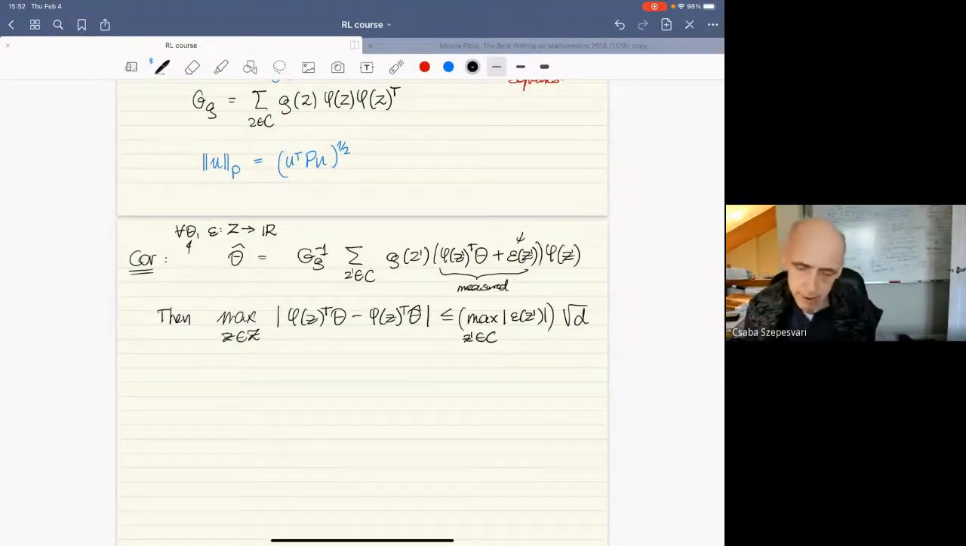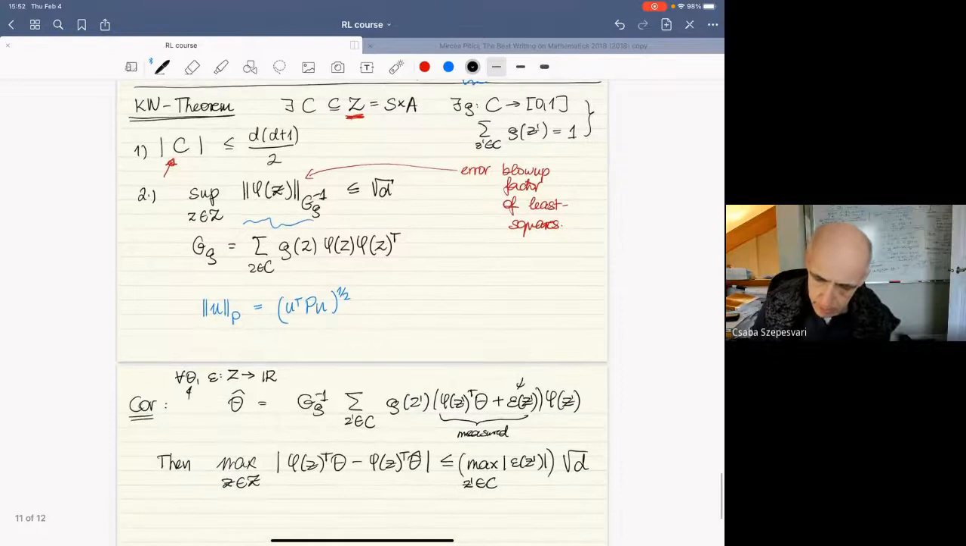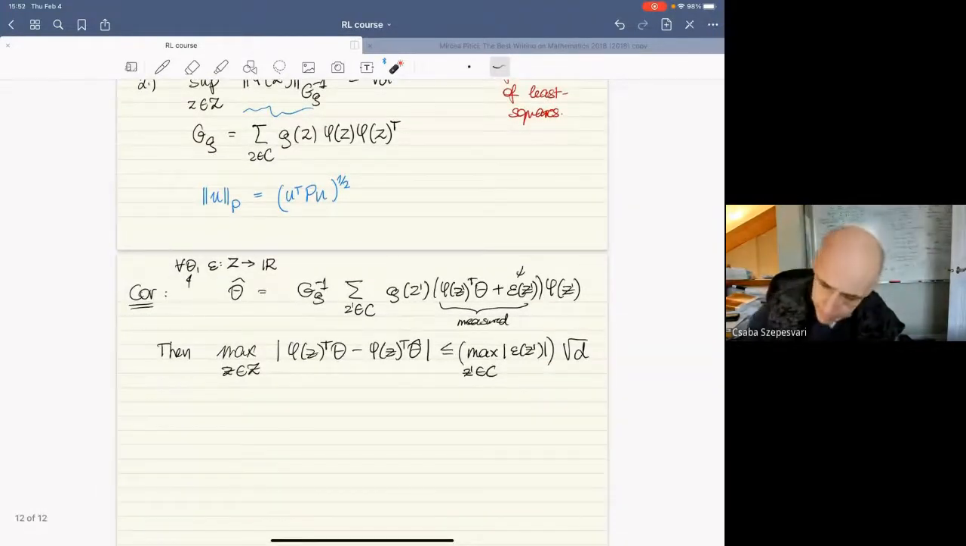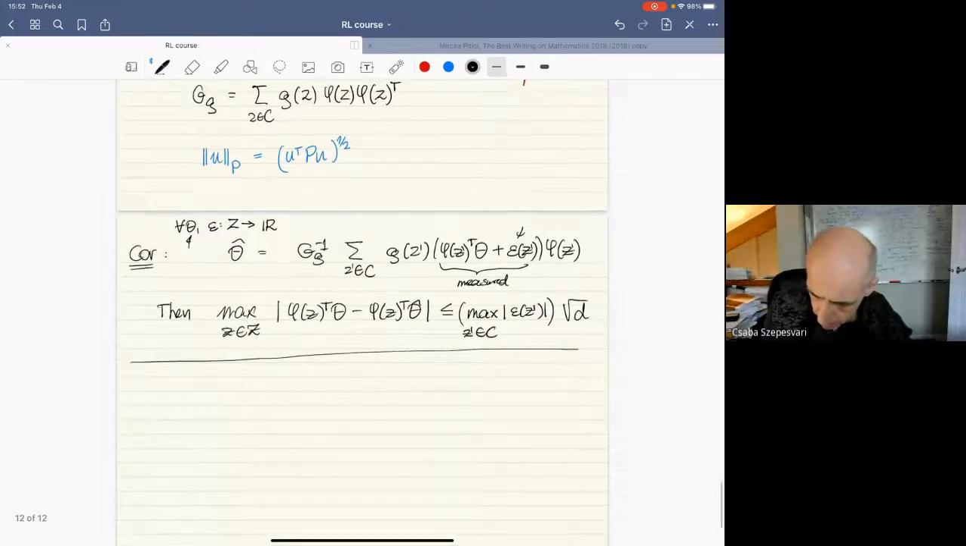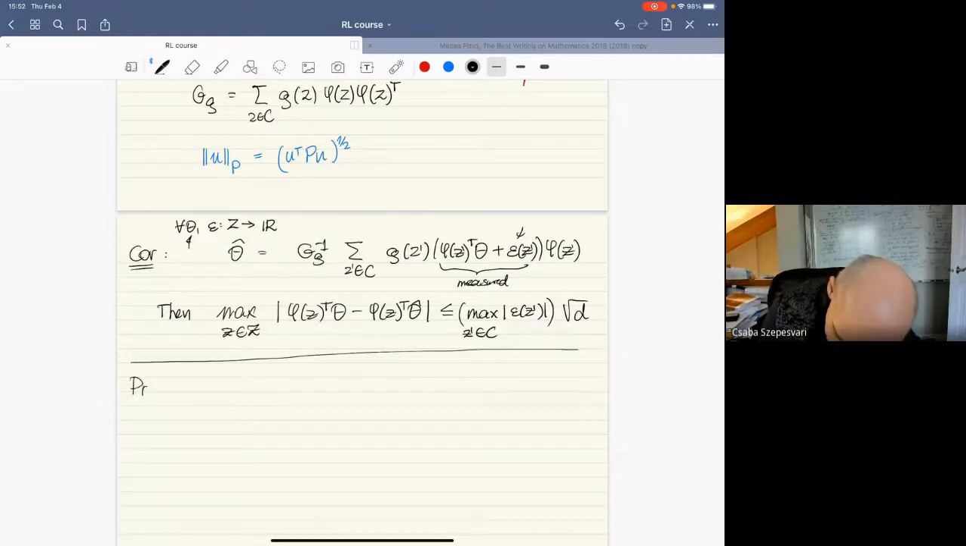So here G of rho is as in the previous theorem. So rho and C and G of rho are like in this previous theorem. Okay, so let's see how this works. This is quite simple.